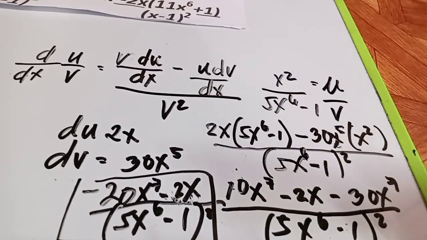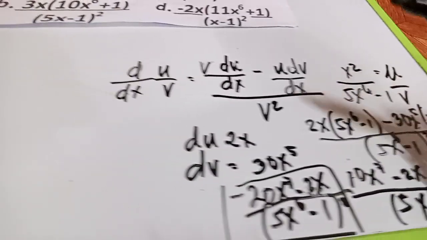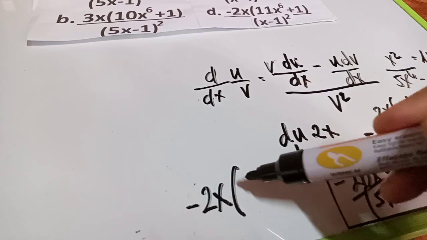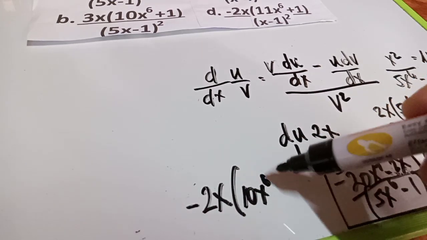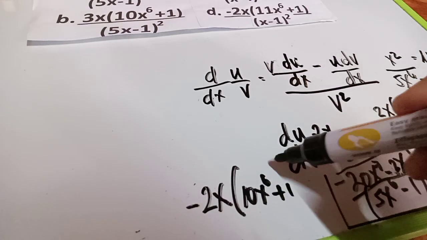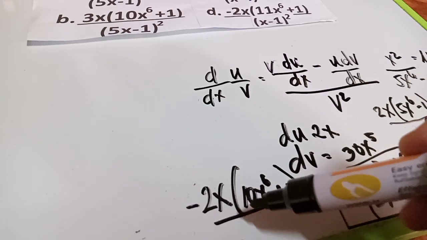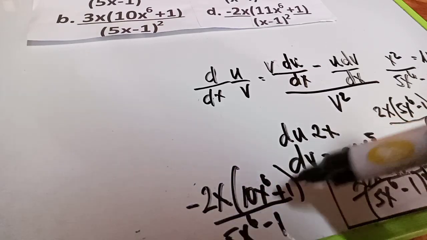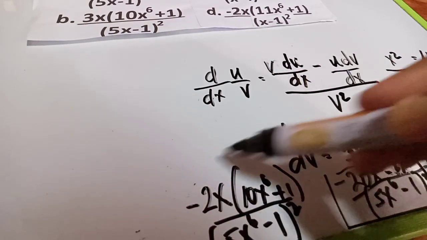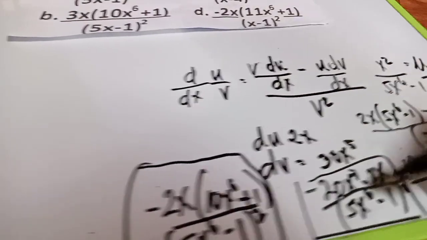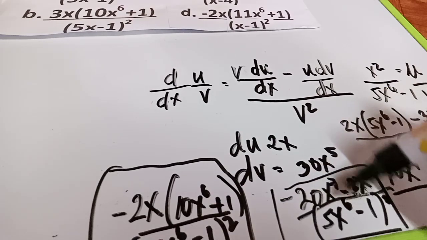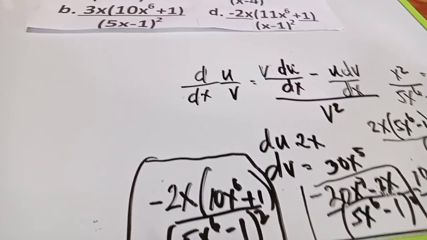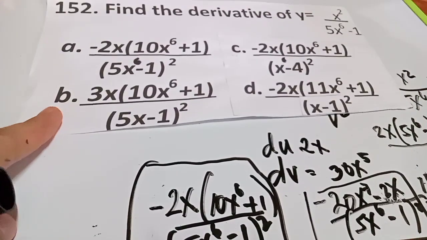How do we factor? The factor for this one is negative 2x multiplied by 10x to the 6 plus 1 all over 5x to the 6th power minus 1 squared. Okay. So, after we have already factored, this is the answer. So, we will get the final answer, and this will be, so the answer is letter A.